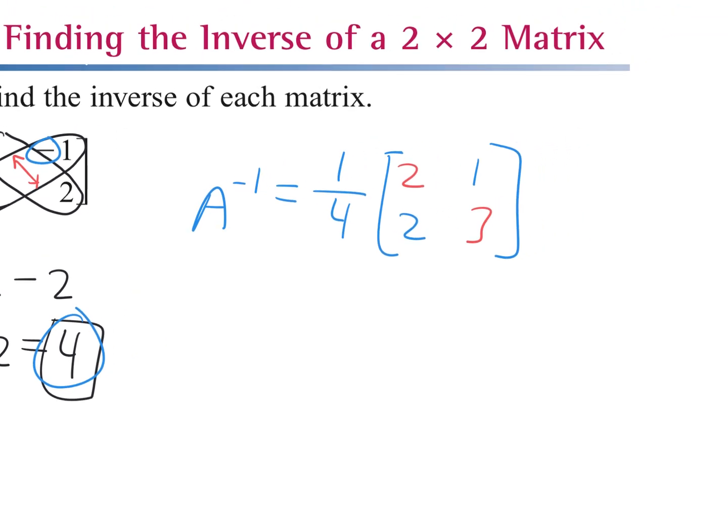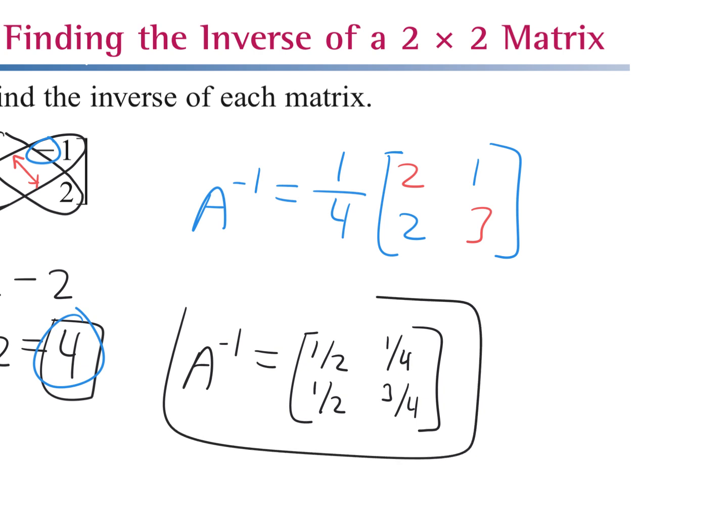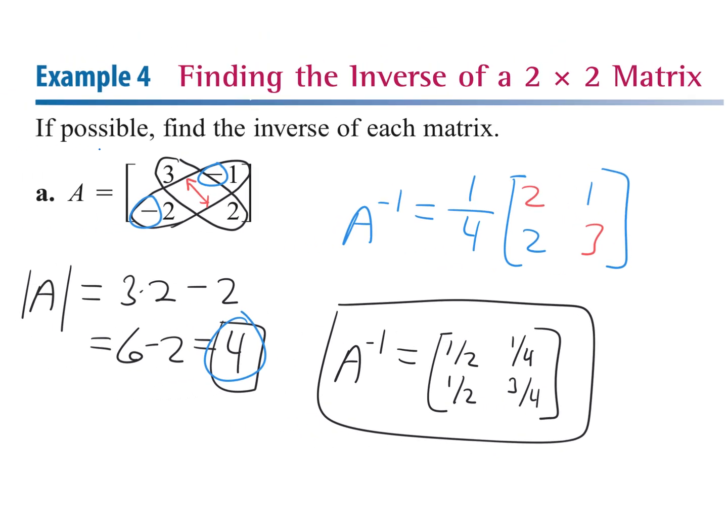And then you multiply. This is a scalar multiple now. You're just going to multiply each number on the inside by 1/4. So A inverse is we're going to end up with 1/2, 1/4, 1/2, and 3/4. So this is our inverse. All right, are you okay with that?